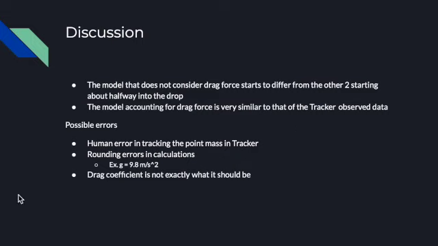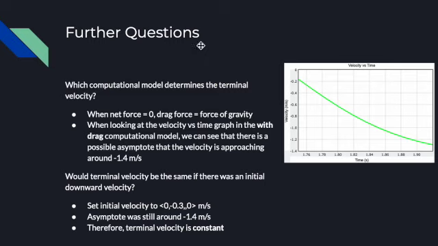Some possible errors are human error in tracking the point mass, rounding errors in calculations, and the drag coefficient not being exactly what it has to be. And then lastly, for further questions, as for which computational model determines the terminal velocity, it has to be the one with drag force, since otherwise there would be no terminal velocity.